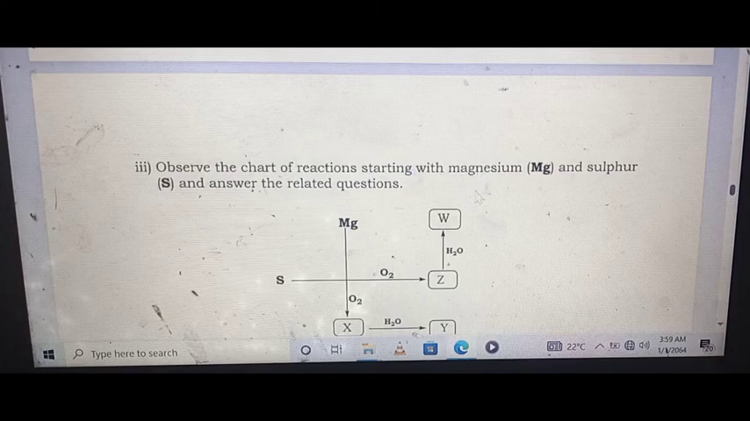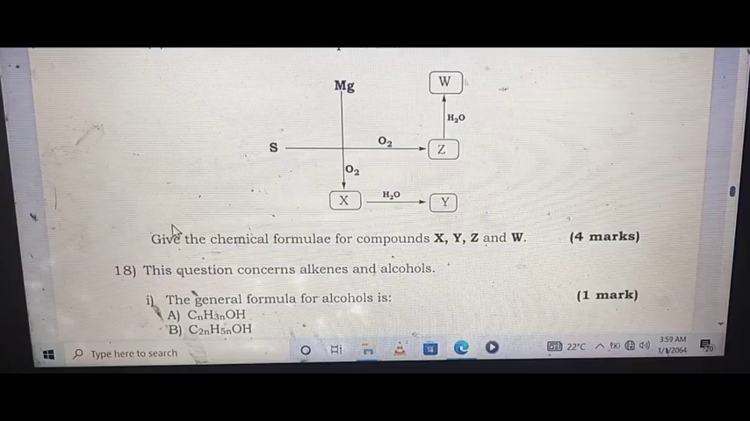I3. Observe the chart of reaction starting with magnesium and sulfur, and answer the related question. Given the chemical formula of compounds X, Y, Z, and W. As you see, the correct answer is X is magnesium oxide, Y is magnesium hydroxide, Z is sulfur dioxide, W is sulfur trioxide.